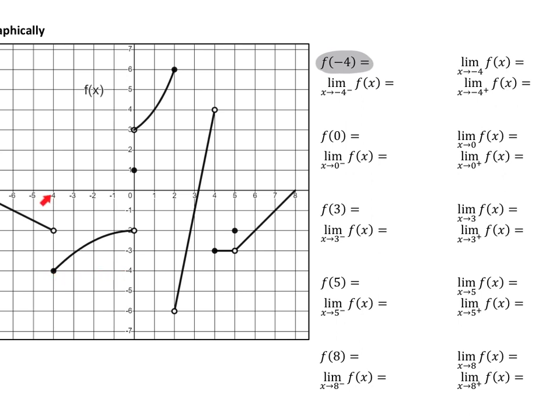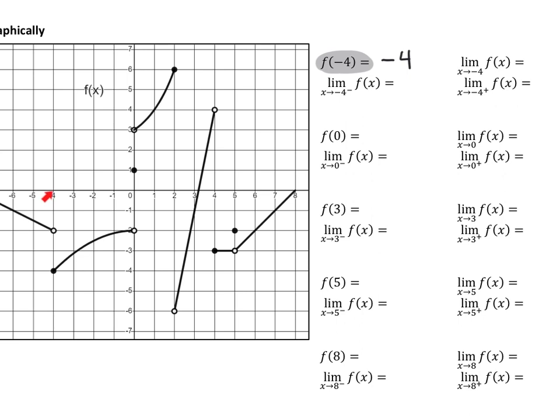So here's -4 on the x-axis. Here's the function at -4. What is this output? -4. So f of -4 is -4. The next question says, what is the limit as x approaches -4? The answer is not -4. The answer is that we have to actually look at the left side and at the right side of -4 to see what the function is doing.